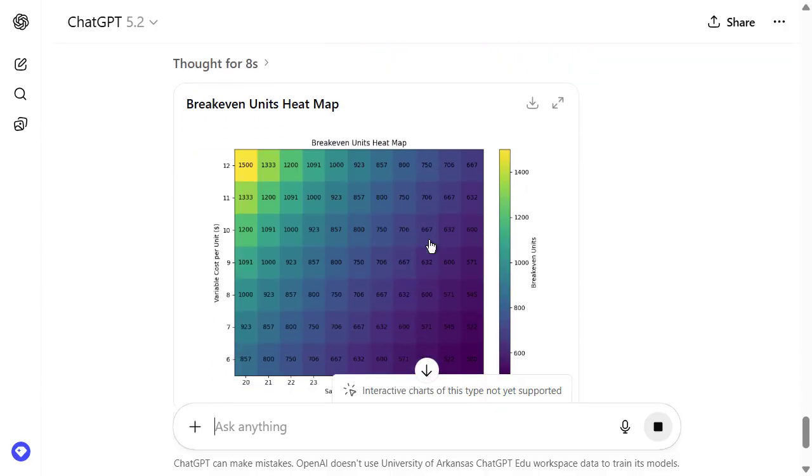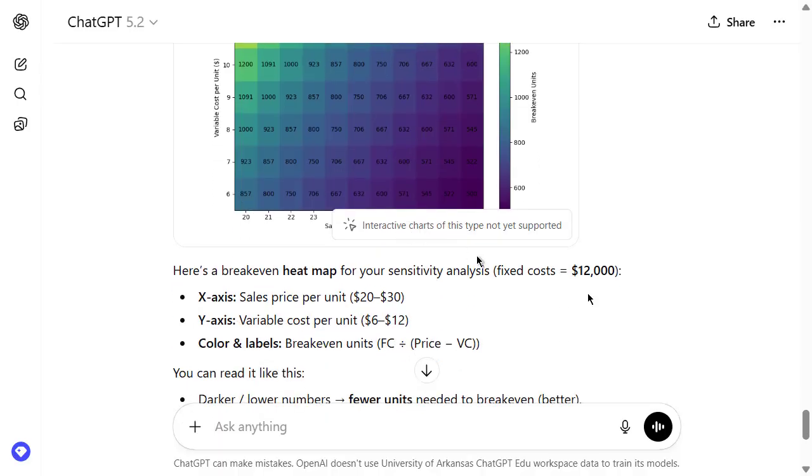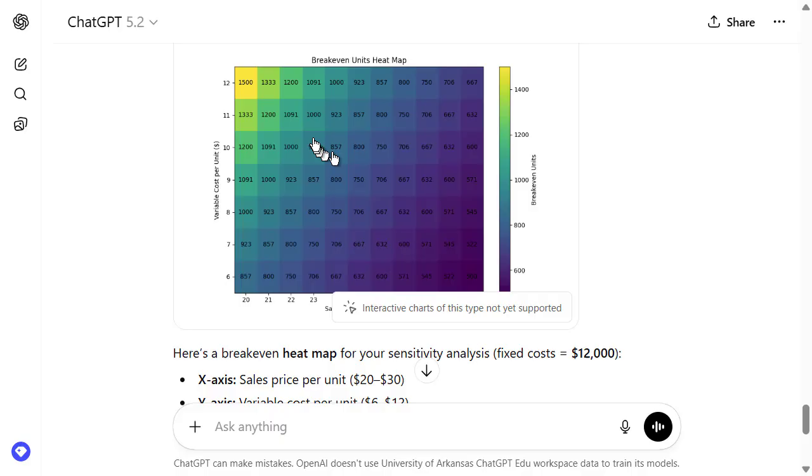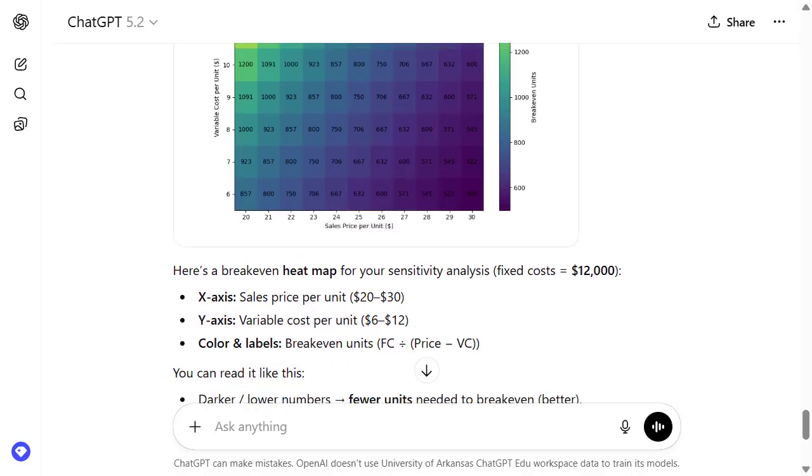So we can see what the heat map looks like. Here it's given the definition, and this says how many units we'd need. For example, if the variable costs were 12 and the sales price were 20, we'd have to sell 1,500. But if the variable cost is 6 and the sales price is 30, we'd only need to sell 500, and we can see some various gradations there. So we're able to see that.